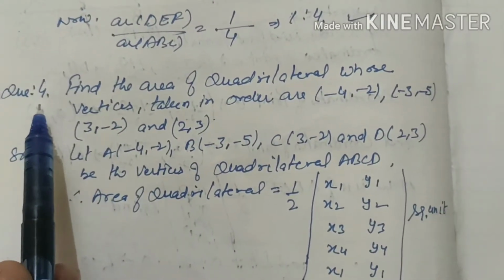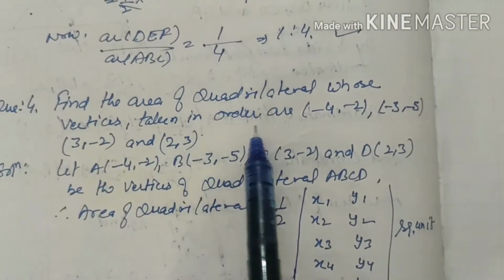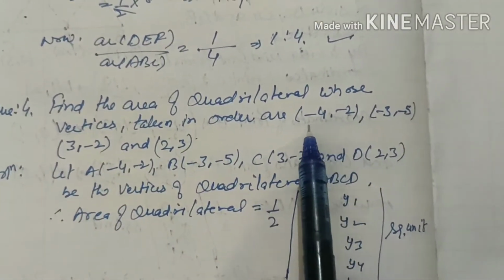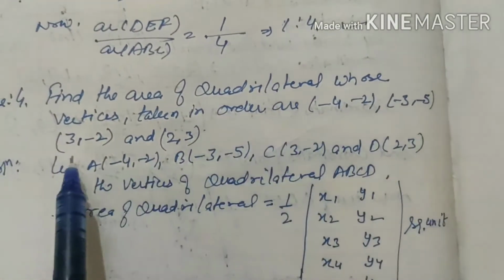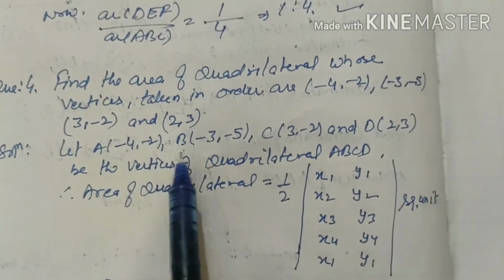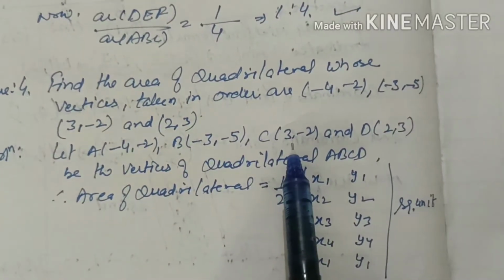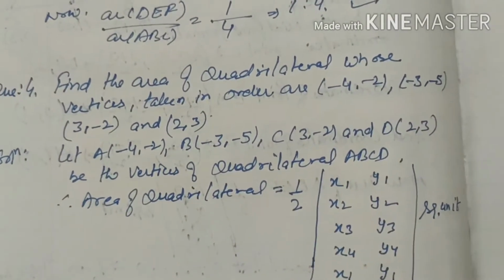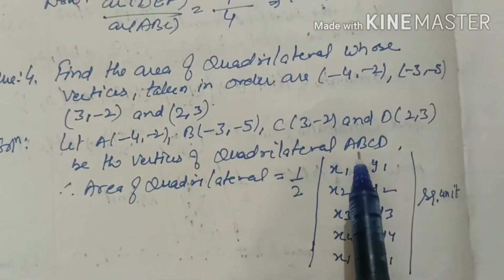In the next problem, that is question number 4, find the area of the quadrilateral whose vertices are taken in order: A is (minus 4, minus 2), B is (minus 3, minus 5), C is (3, minus 2), and D is (2, 3). So let A as already mentioned be (minus 4, minus 2), B (minus 3, minus 5), C (3, minus 2), D (2, 3) be the vertices of quadrilateral ABCD.